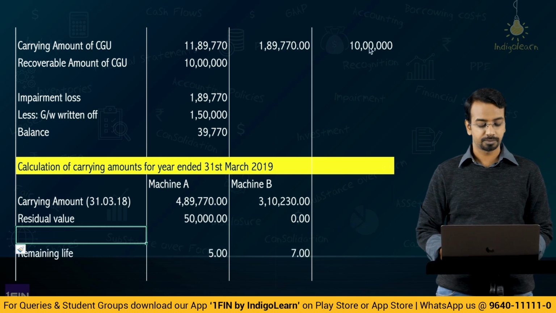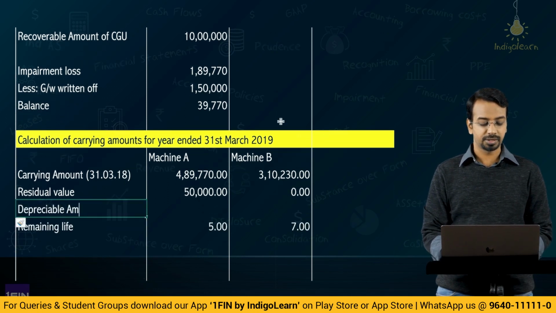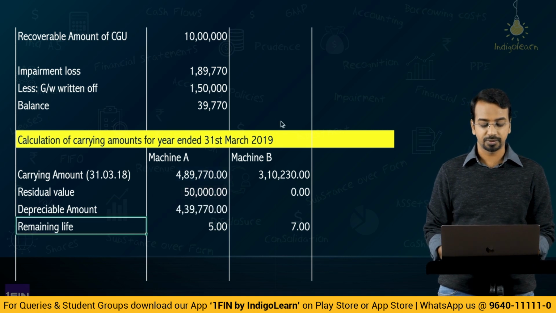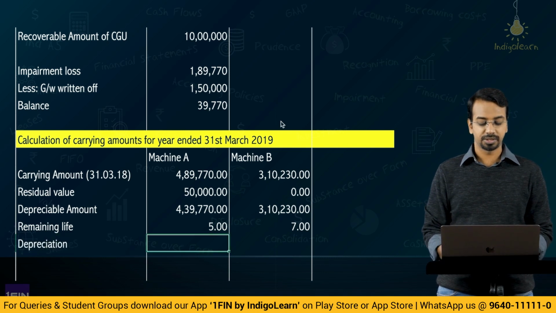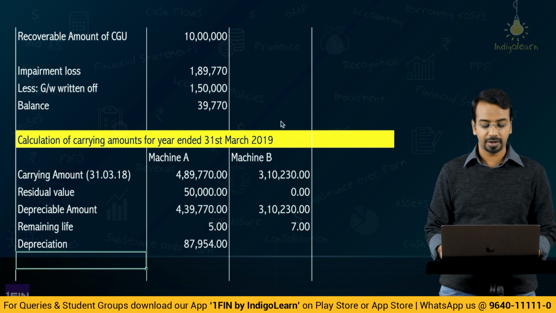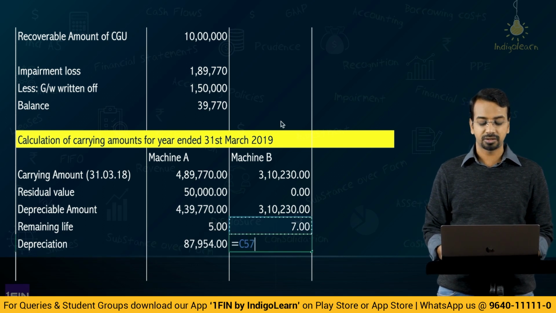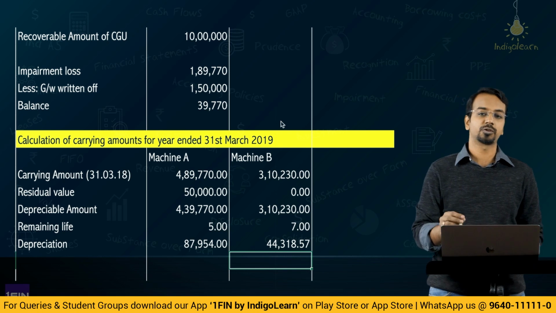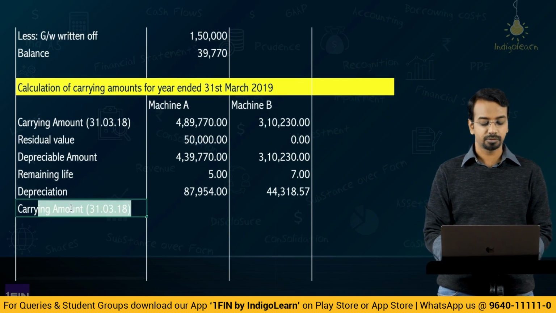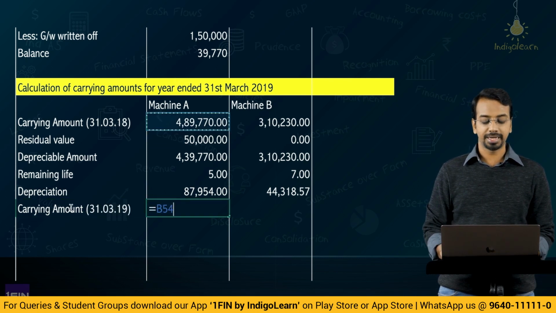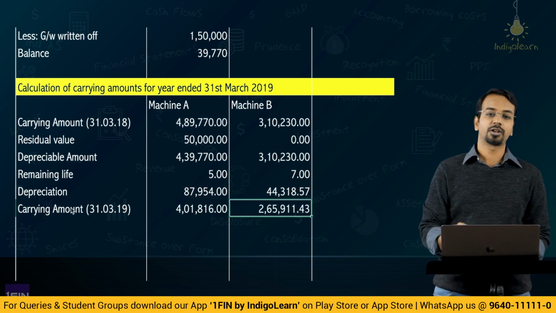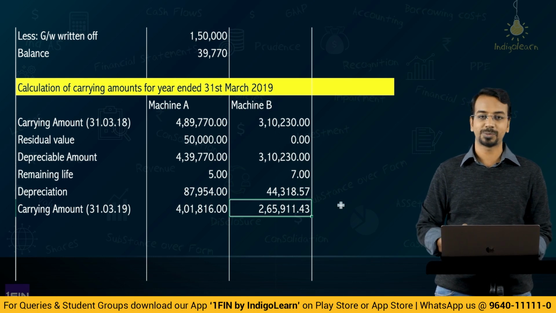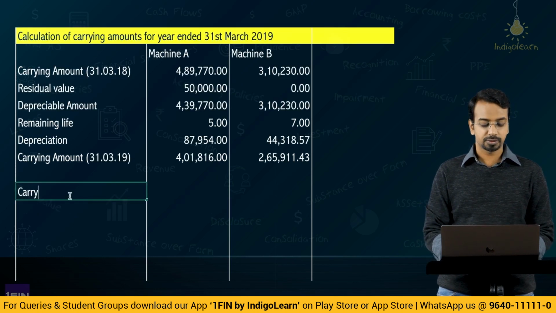Okay. So, I just need to add the depreciable amount also. Depreciable amount will be 489,770 minus 50,000 and 3,10,230 minus 0. What is the depreciation? Depreciation is 439,770 divided by 5, which is 87,954, and 3,10,230 divided by 7, which is 44,318. What is the carrying amount? 31st of March of 19 will be 489,770 minus 87,954 and 3,10,230 minus 44,318 for machine A and machine B respectively. Then what is the carrying amount of CGU?